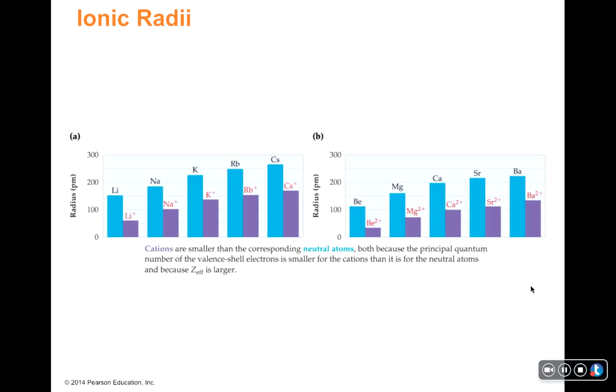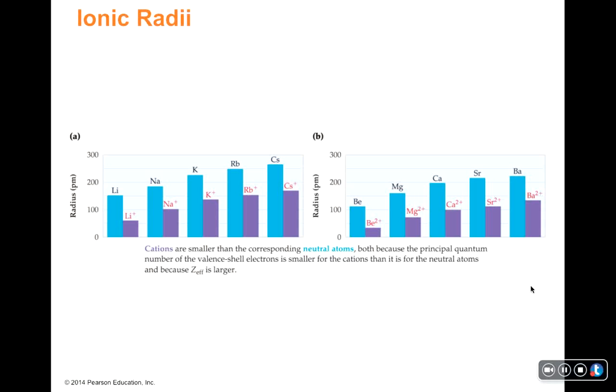And you can see the same thing for group 2. So as we go down group 2, that's starting at beryllium, we see the atomic radii increase. We also see the ionic radii increase. So that trend is generally the same for both ionic radii and atomic radii. Now, also what you're looking at here are cations. Okay, so the group 1A and 2A forming cations.